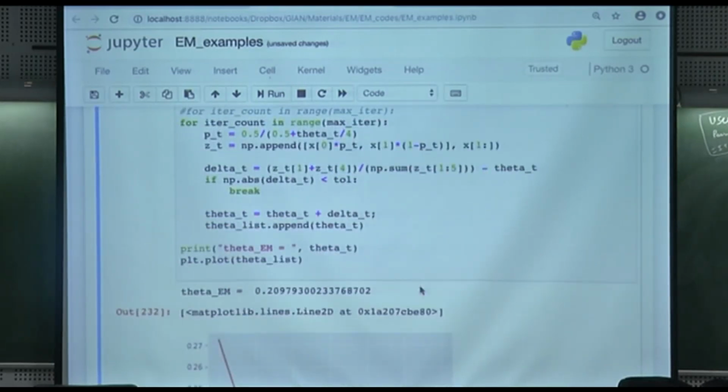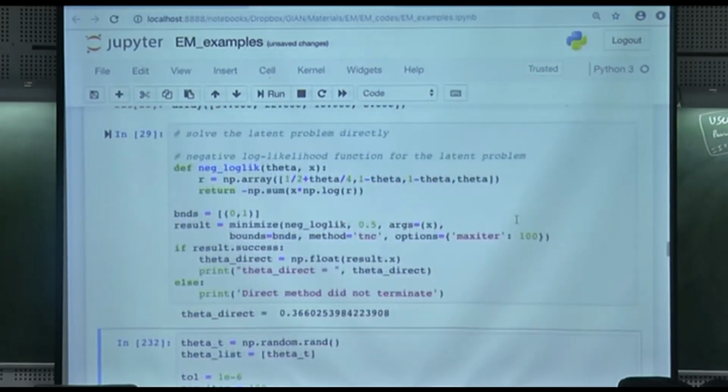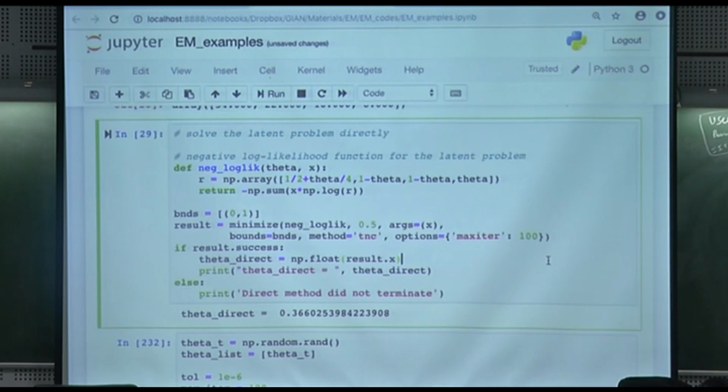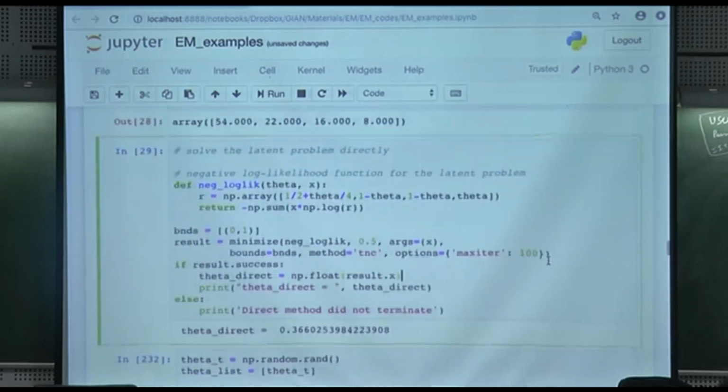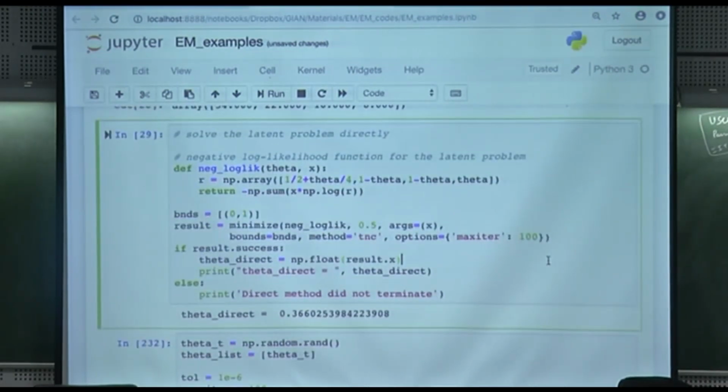And theta, oops, no, that is theta EM, we don't want that. This is what the direct method ended up getting, 0.366. That's the data that it generated. Again, this time around, the real parameter is 0.25. The direct method ended up giving you 0.4. That is what it is.